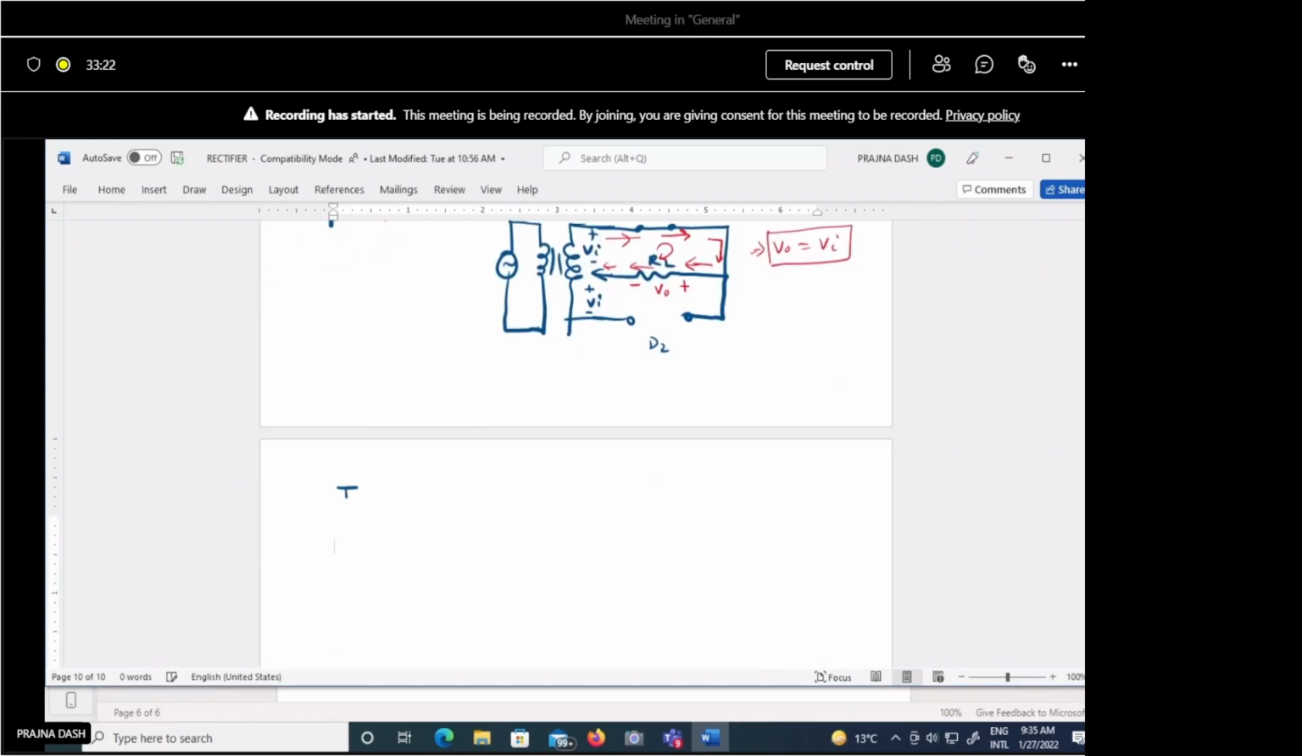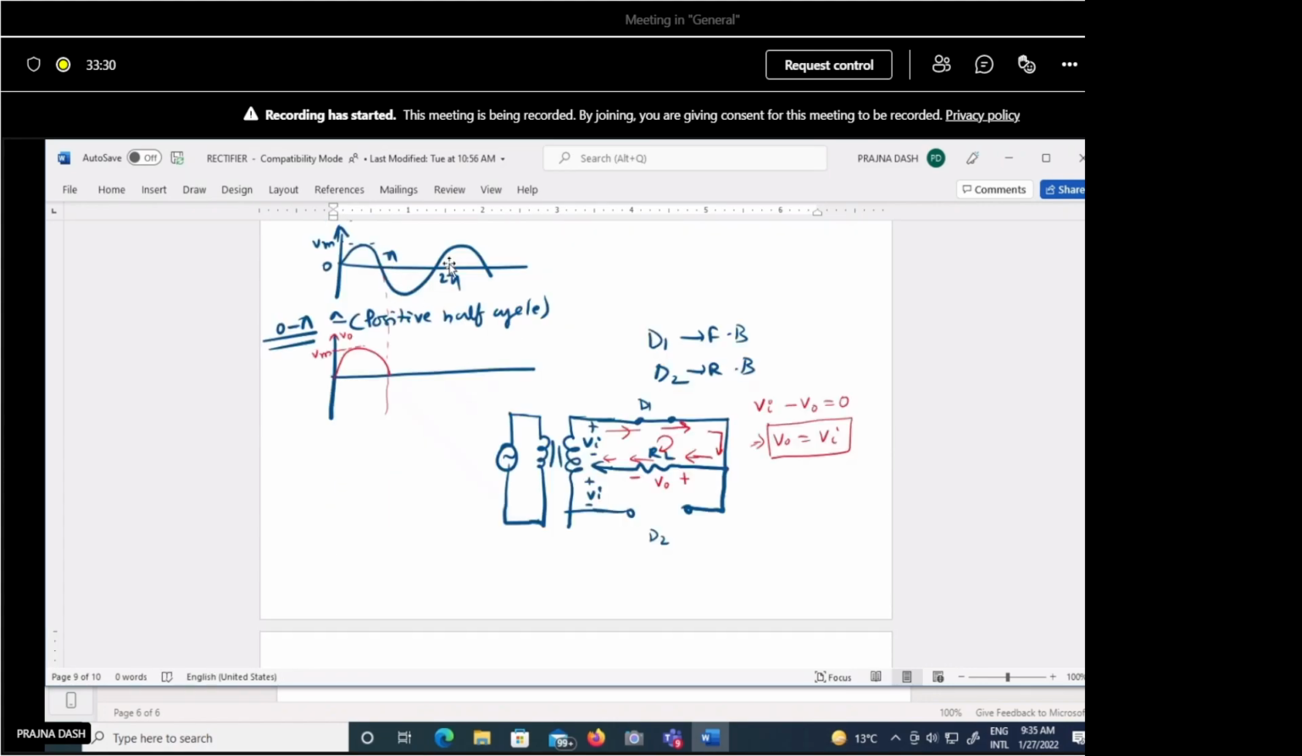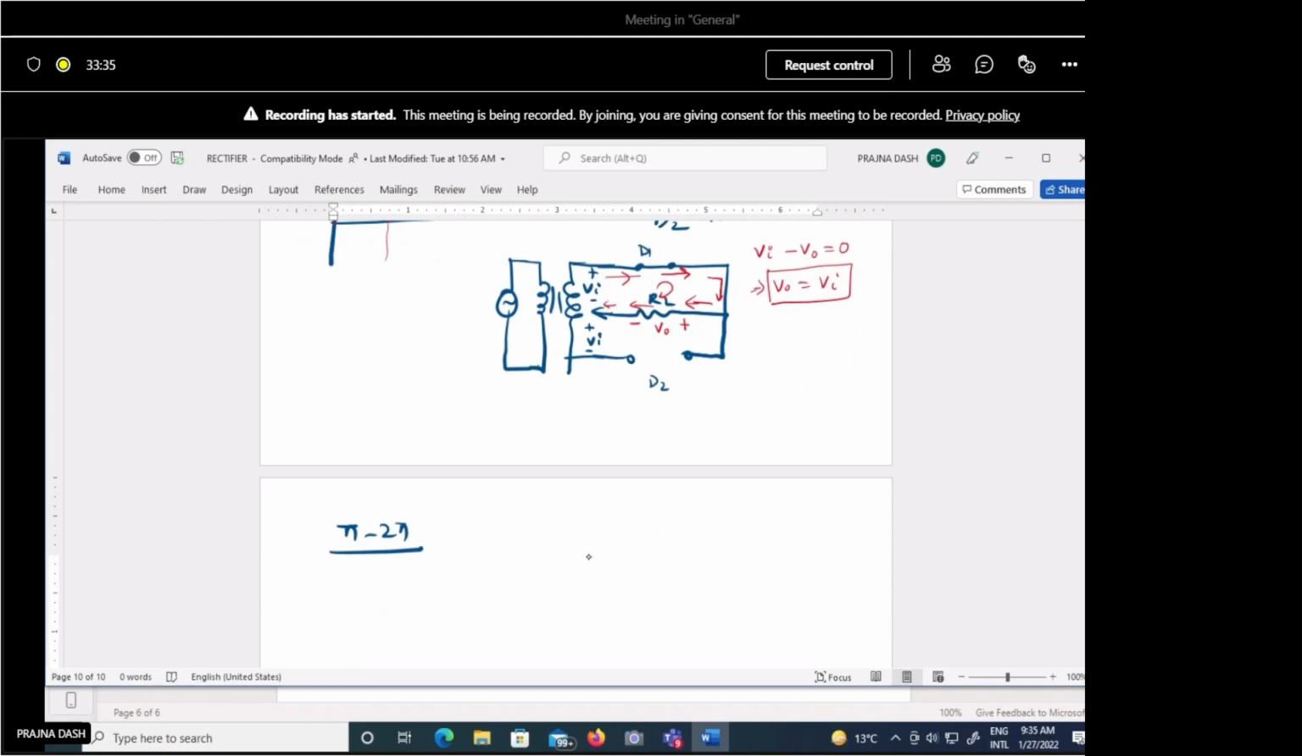if you analyze the circuit from pi to 2 pi, we are giving the negative, that is minus Vm sin omega t. So a negative polarity voltage we are applying. So the circuit condition will be like this. The circuit will now be like this: this is minus plus Vi, this is minus plus Vi. This is the load. Okay, so this is the condition of the diode.